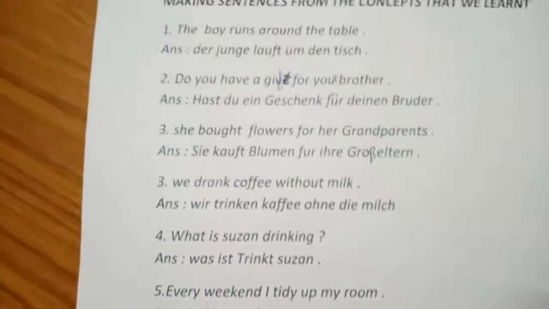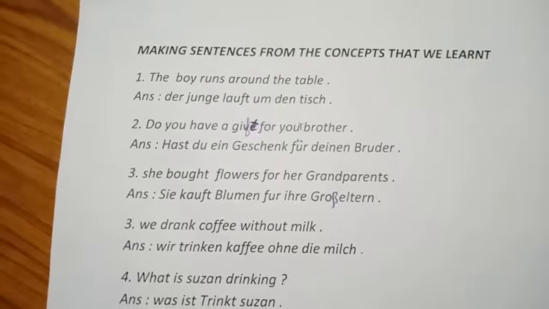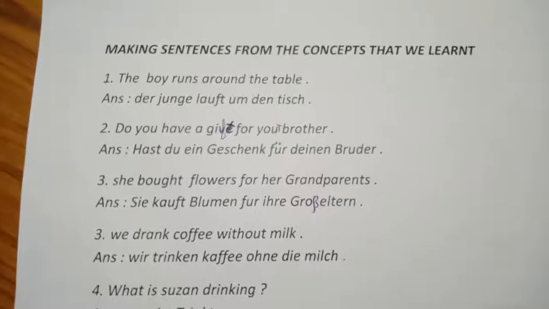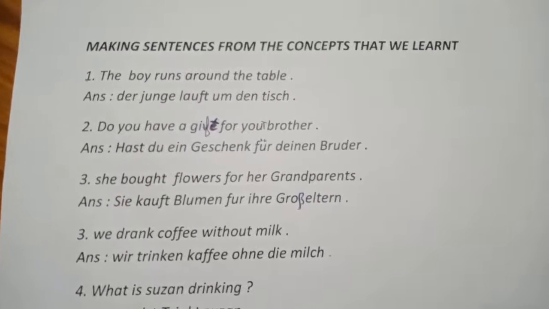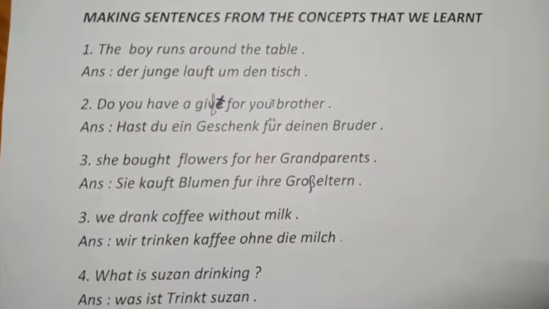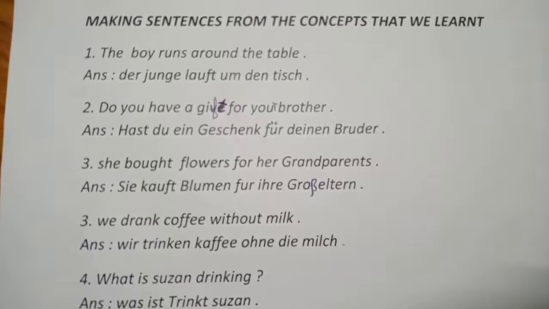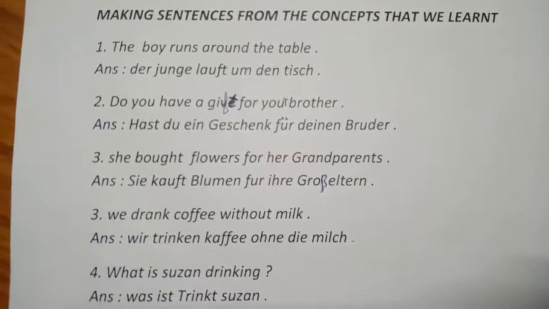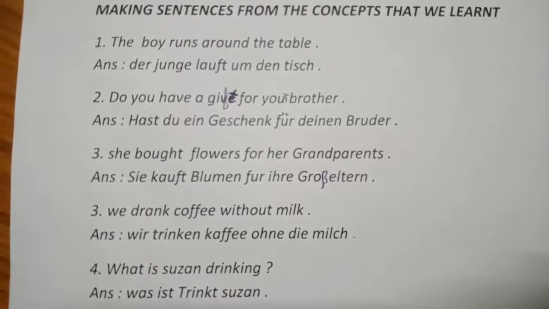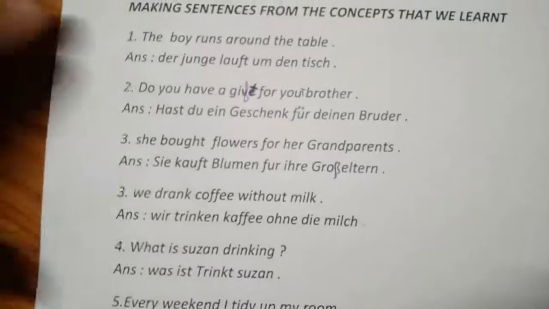This is from all the concepts that we learned in part 1, part 2, part 3 and part 4. So all the concepts that we learned in these 4 videos, we shall put it over here. First sentence, the boy runs around the table. Der Junge läuft um den Tisch. Do you have a gift for your brother? Hast du ein Geschenk für deinen Bruder?